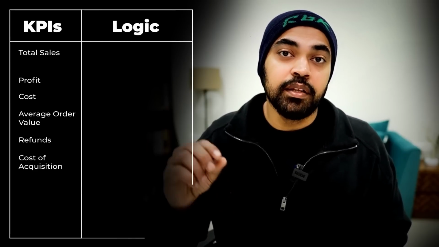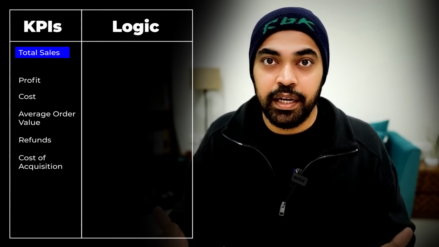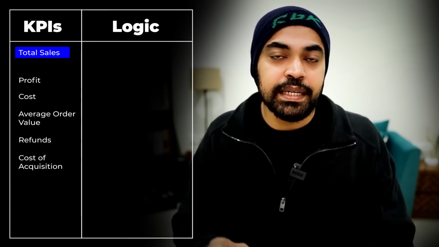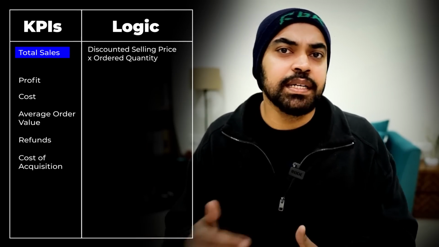Once you list down all the calculations and the KPIs that you need, next to that, you're going to write down the broad logic of calculating them. So for example, let's just say that you're trying to calculate total sales. And you as the CEO of the company understand that total sales I would calculate not on the maximum retail price, but maybe on a discounted selling price.